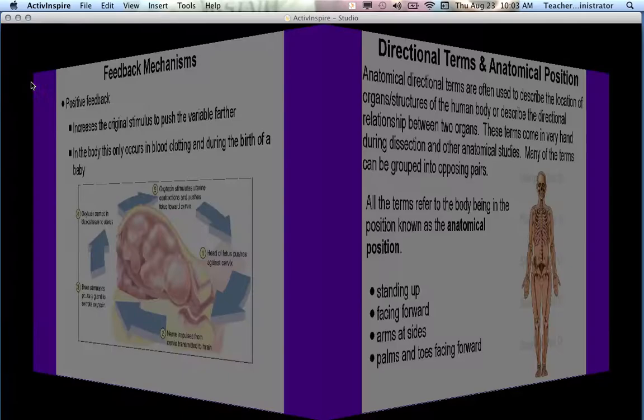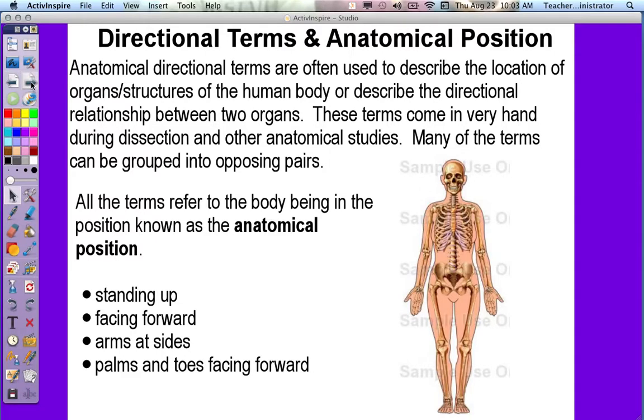And of course, labor, you actually want the contractions to get more intense till you can finally give birth to your baby. Okay, the next part of the notes is over directional terms and the anatomical position. We'll be using these terms throughout the whole year in here because it describes where the organs are located. So when we're talking about anatomy and trying to figure out structures and where they're located in the body, we're going to use these directional terms.